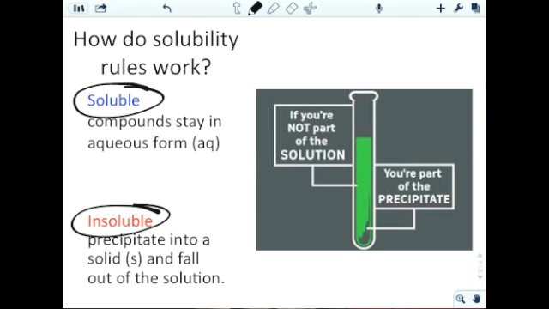Okay, famous quote: if you're not part of the solution, you're part of the precipitate. That's what we mean by the precipitate. If you're not in the solution, then you precipitate out and you become that solid that sits on the bottom, that kind of floats around in there.